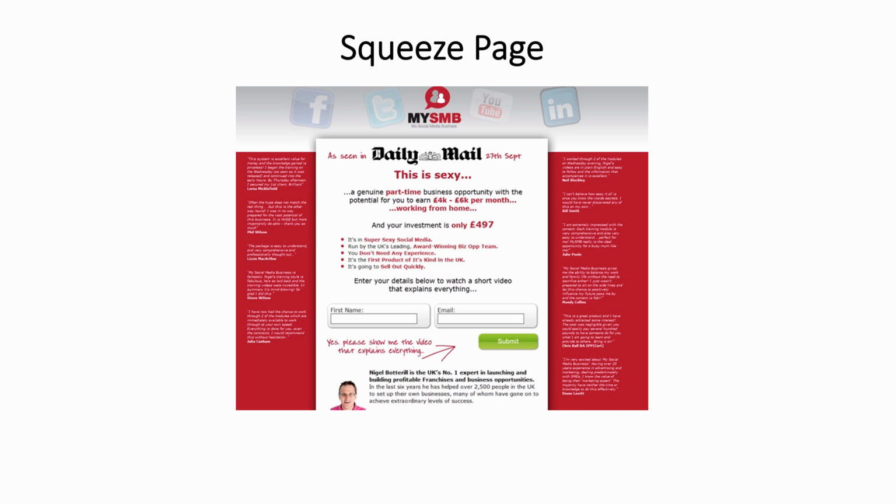This is sexy. A headline that captures my imagination. What's this all about? Okay. A genuine part-time business opportunity with potential for you to earn 4 to 6k per month working from home. Strong headline, all right? That's what we're going for. It's solving people's problems. It's straight to the point. It's telling them what they're going to get at the same time. It is a very good headline.